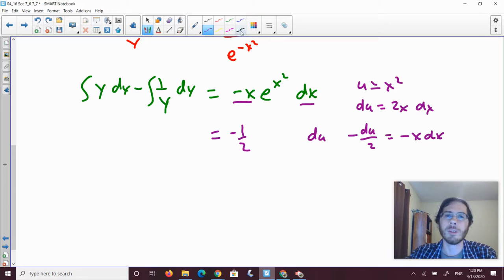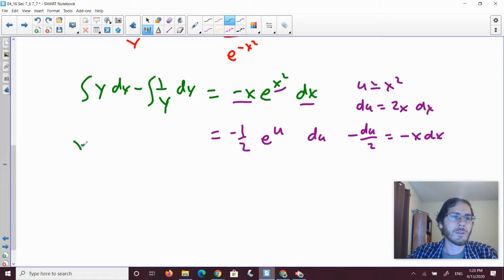I guess I didn't need to replace the negative sign with a negative sign, but I did. And then this x squared is going to become a u. So e to the u. All right, that looks like that's going to be reasonable to integrate, but let's take care of this side first.